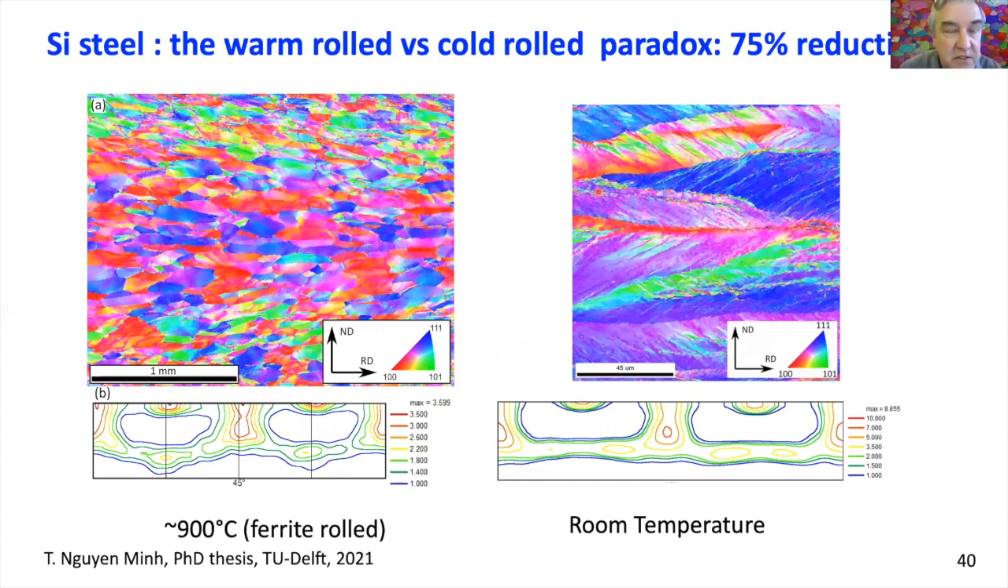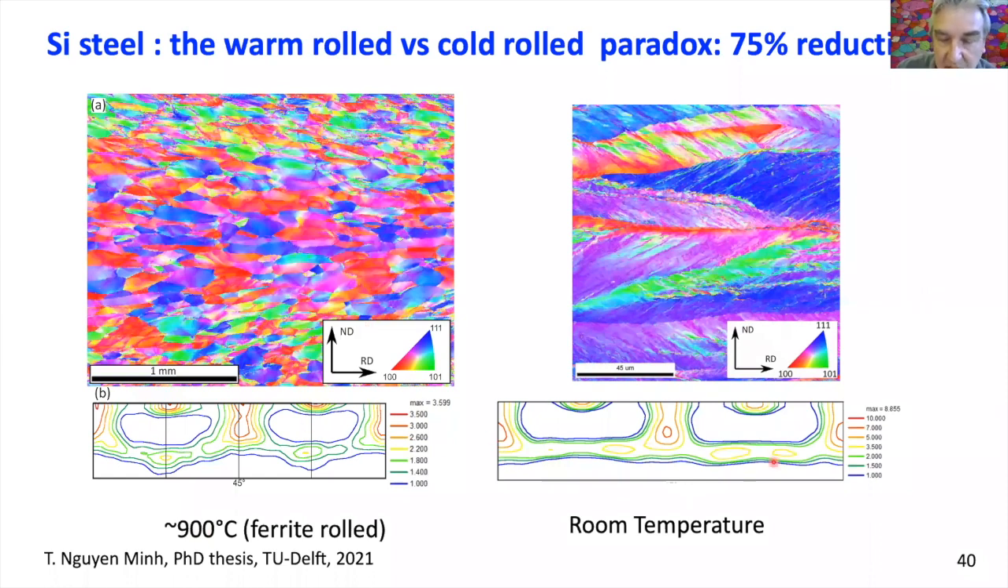There is another issue about the rolling texture and recrystallization texture. That is that there is a very striking difference between cold rolling and warm rolling. Here you see two rolled steel sheets, which also come from the PhD thesis of Tuan and Nguyen Minh. This is electrical steel also. One is rolled at 900 degrees, and this is iron silicon, so it stays ferrite to very high temperature. Though it's 900 degrees, it's still ferrite. And this other one is rolled at room temperature.